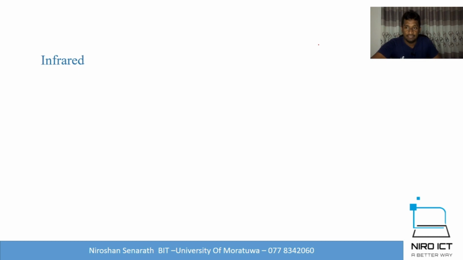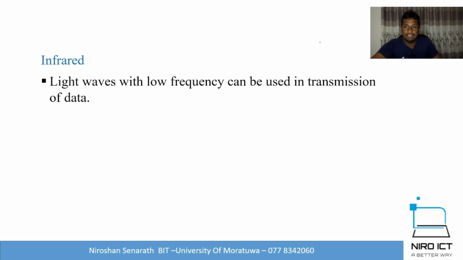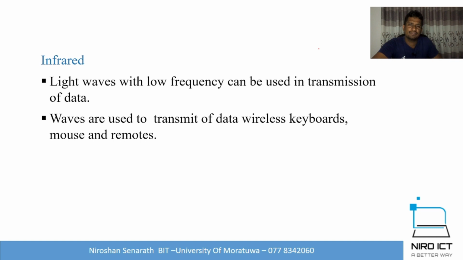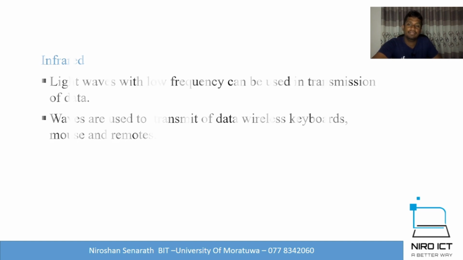Right, this is so simple. Infrared is another signal that is used with remote controls, light waves with low frequency. Then you use small batteries for remotes. These waves can be used in transmission of data. Wireless keyboards, mice and remotes are the best examples for it.